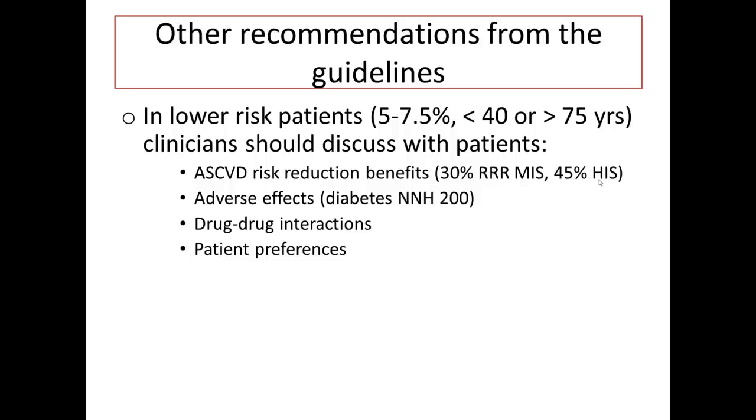You should talk about the adverse effects of a statin. Remember, diabetes had a number needed to harm, depending on the meta-analysis you looked at, anywhere from 90 to 200. You should talk about drug-drug interactions and see what medications the patient's on, and you obviously don't want to give them drugs which interact with each other. And finally, see what your patients think. Do they want to be on a drug for the rest of their life or not? Do they want to take the risk of not being on a drug for the rest of their life? So these are the 4 things that are recommended, and probably we should do this anyway, even when we're going to start higher risk patients on statins, to take into account other things which impact this decision.